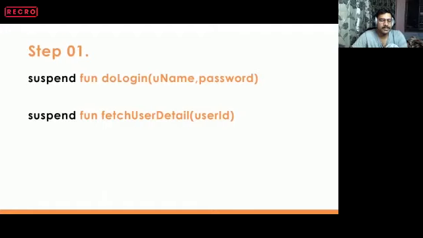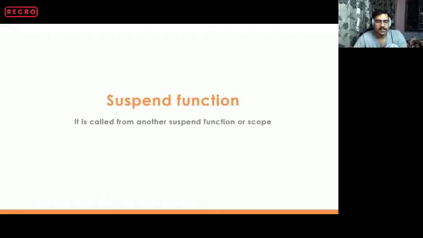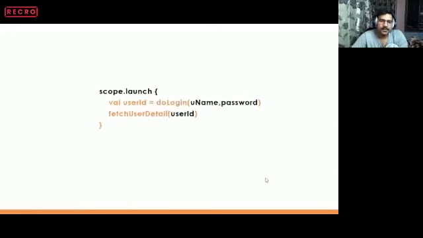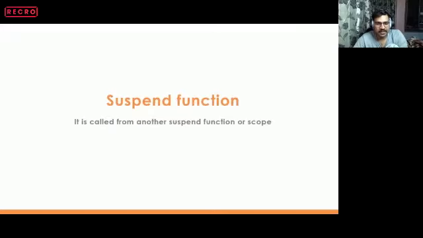Just to give you a very basic idea, this suspend function can only be called from another suspend function, or it would be called via a scope. So if you remember this scope, right? This is used to call this suspend function to login, and this is used to call that fetch user details, correct? So a suspend function is called from a suspend function or another scope. So we understood both ways, right?